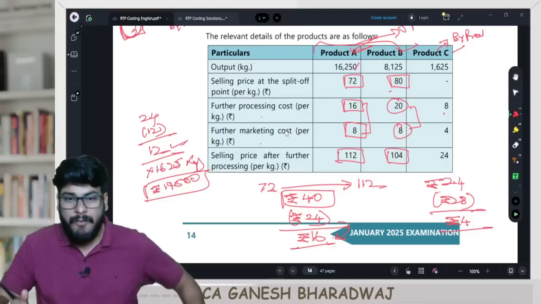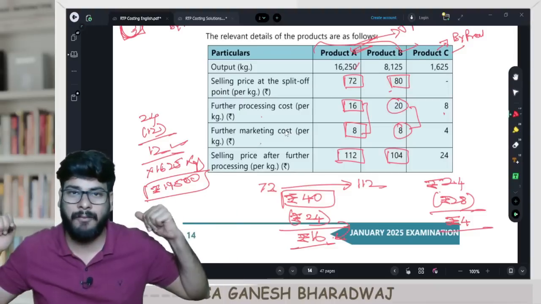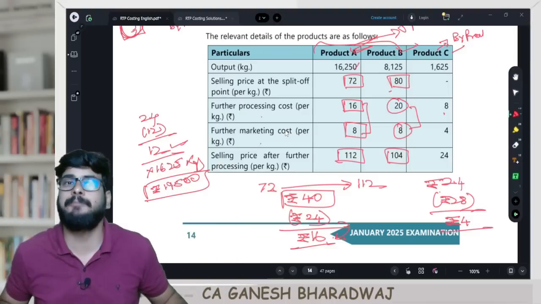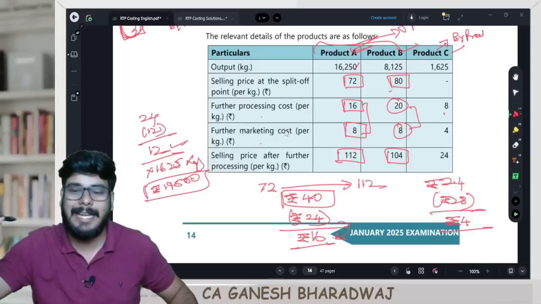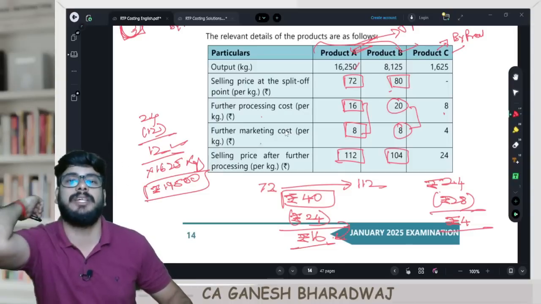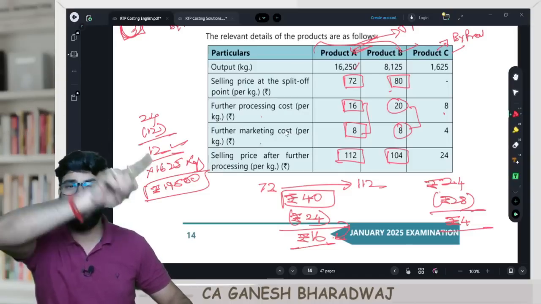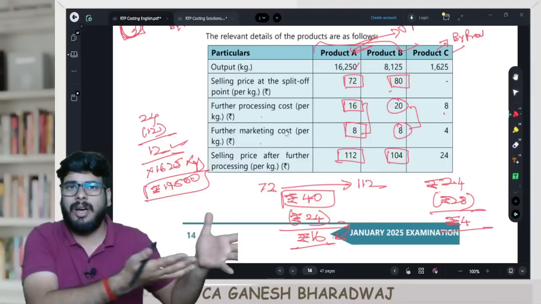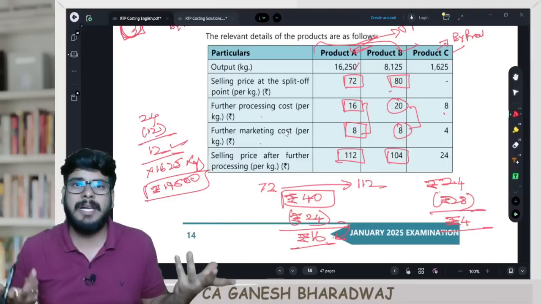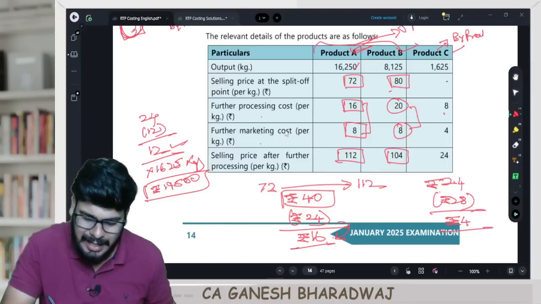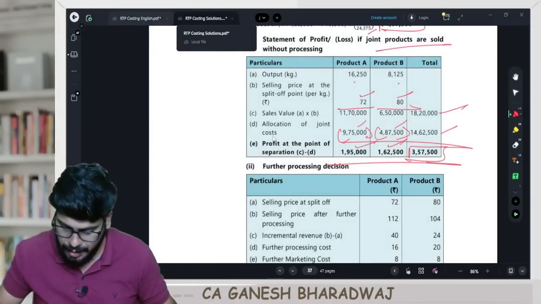Now you tell me, will you voluntarily go and incur a loss of 4 rupees for every unit further processed? Absolutely not. So for product B, it makes sense to sell it at the split off point itself. Now for you to arrive at this decision, your joint cost was completely irrelevant. Are you clear with this? Right? This is exactly what they have presented here also.